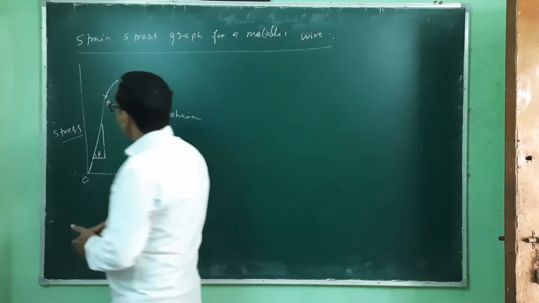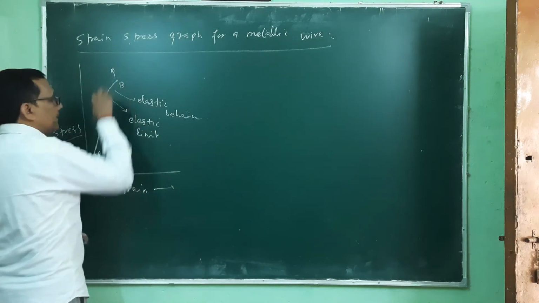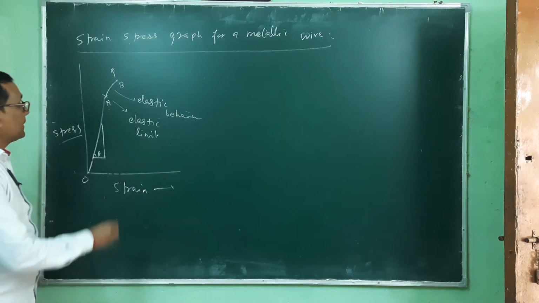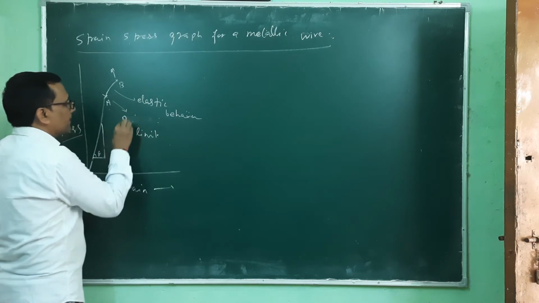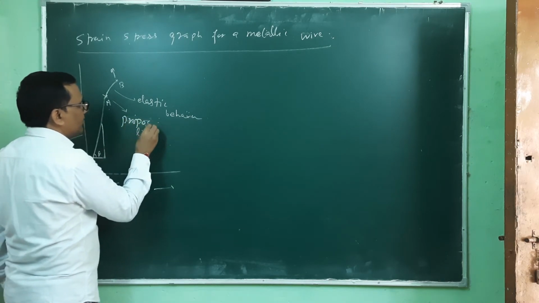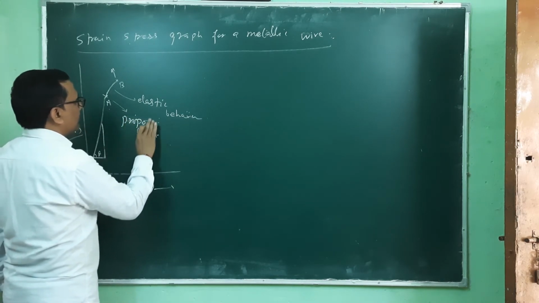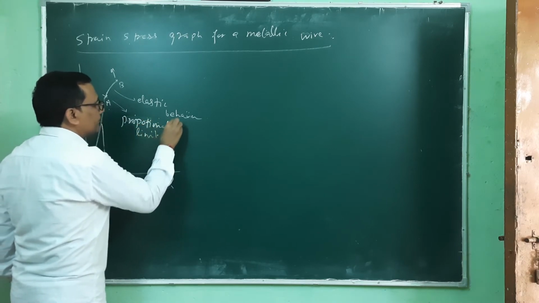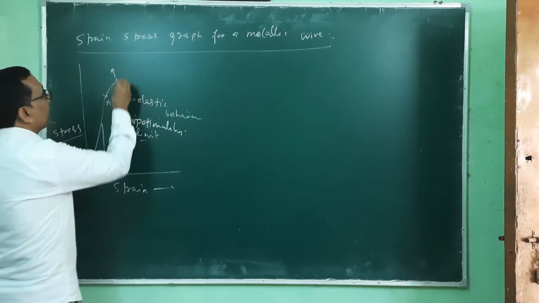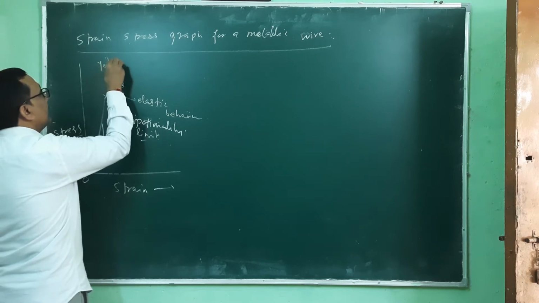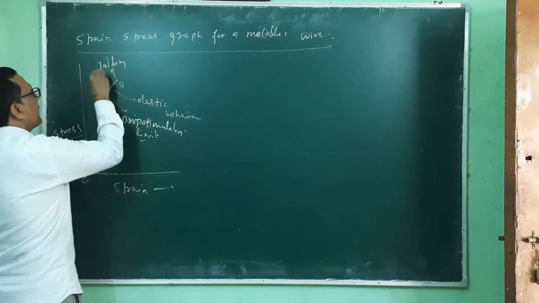So this second point B is known as the yielding point. This is the proportionality limit. This is the yielding point.